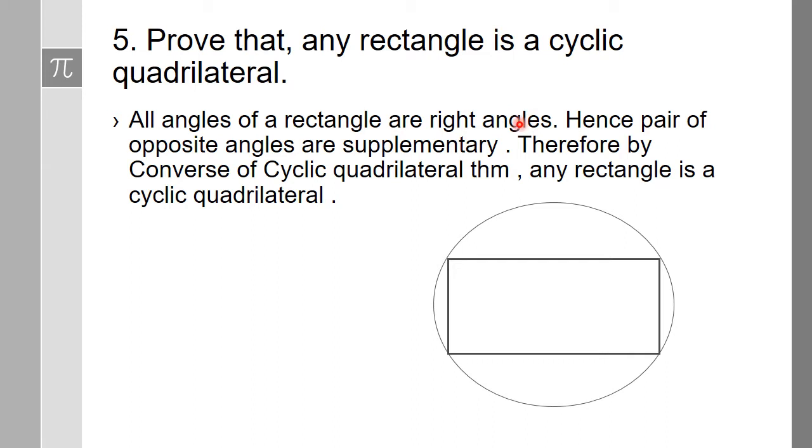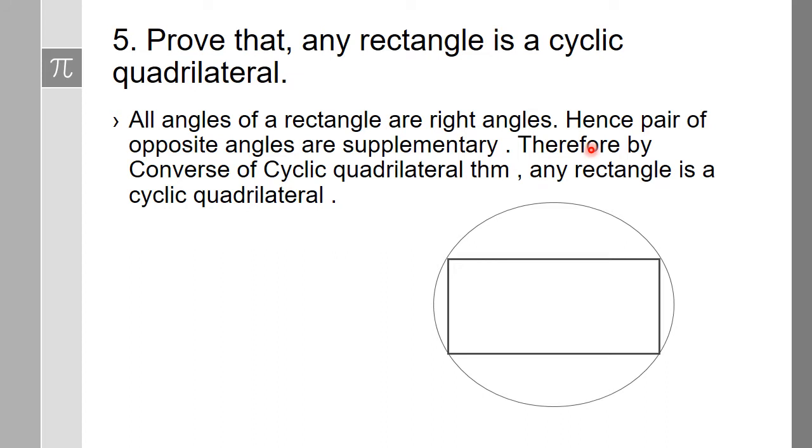All the angles of a rectangle are right angles. This is a property you learned way back earlier. Because all angles of a rectangle are right angles, they measure 90 degrees, hence the pairs of opposite angles are supplementary. If you add the measures of opposite angles, 90 plus 90, you will get 180. The other pair also, if you add, you will get 180. So any pair of opposite angles you choose, you add it, you get 180 degrees. Hence the pair has to be supplementary.